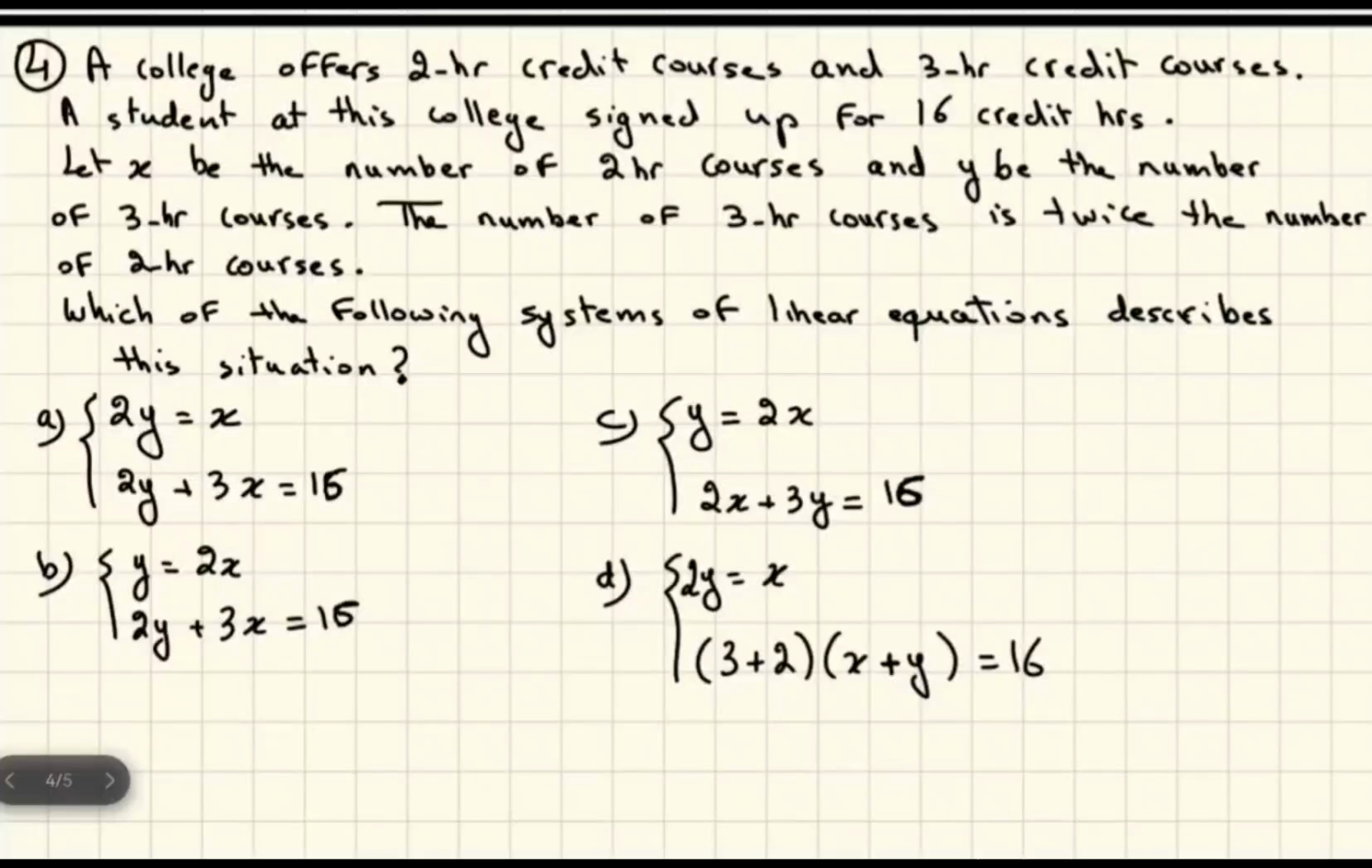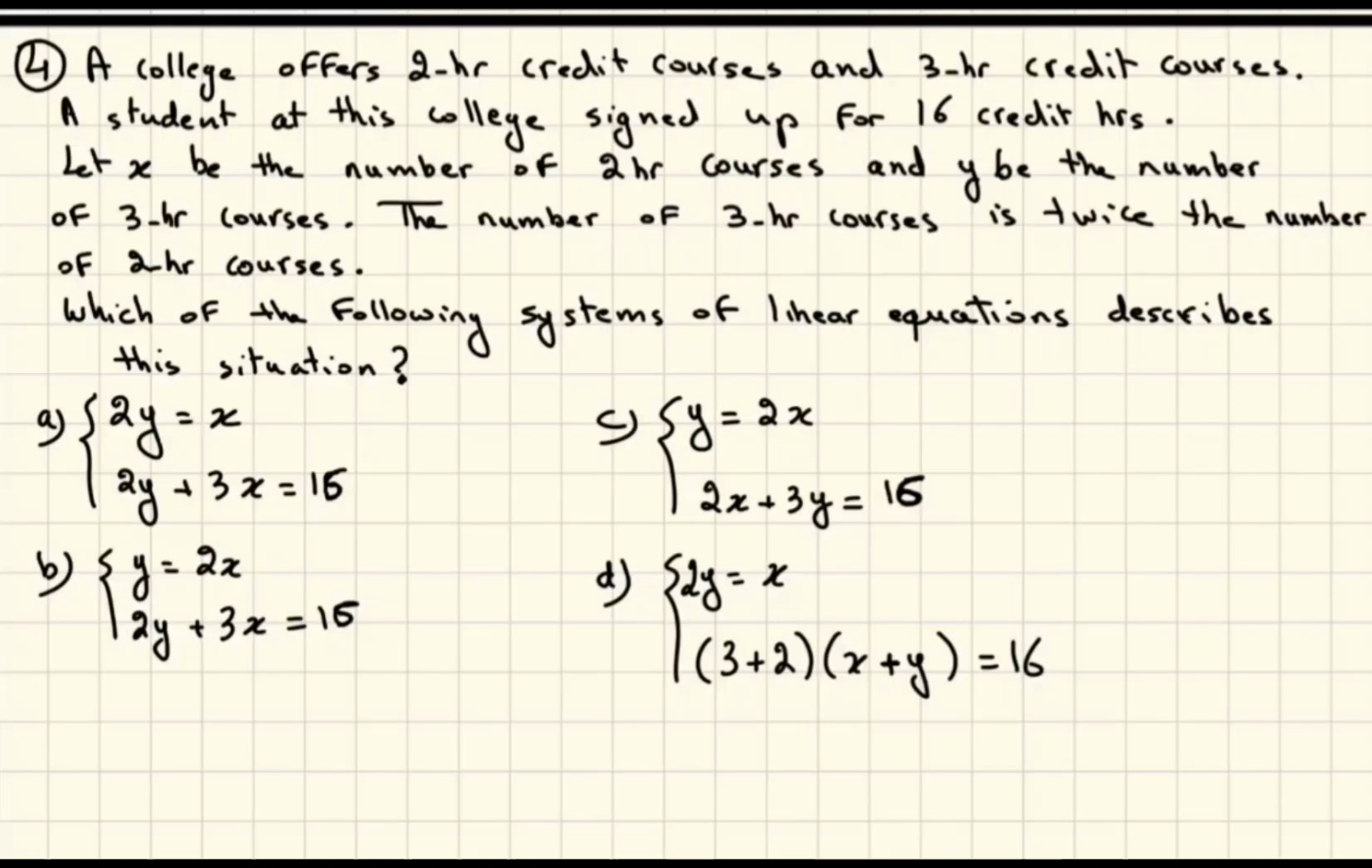Number 4. They're telling you a college offers 2-hour credit courses and 3-hour credit courses. So some courses are 2-hour credit courses and the others are 3-hour credit courses. A student at this college signed up for 16 credits. Let x be the number of 2-hour courses and y be the number of 3-hour credit courses.